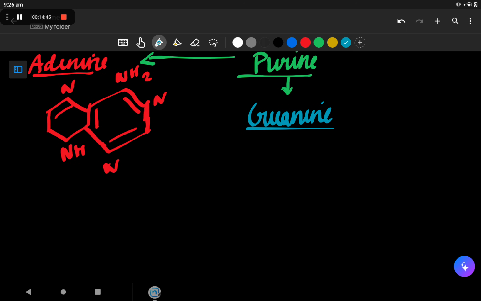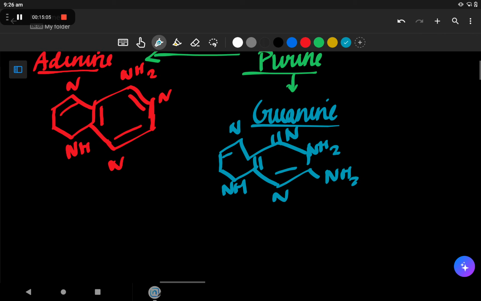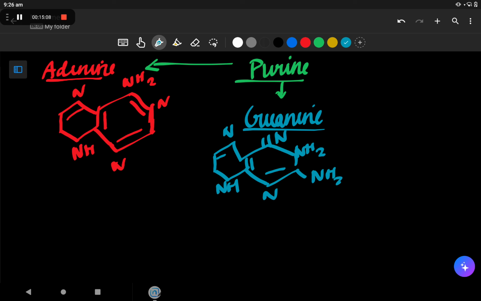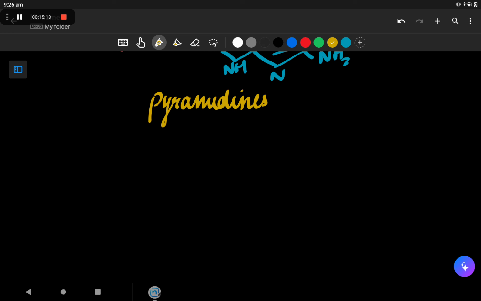So we saw the first type of purine, adenine. Now let's see how guanine will look. Again, similar to adenine, but here we have the same NH component, double bond N, NH2, here also NH2, here N. This is what is called guanine. Now we saw how adenine looks and how guanine looks. Now let us look at pyrimidine. How will pyrimidine look?